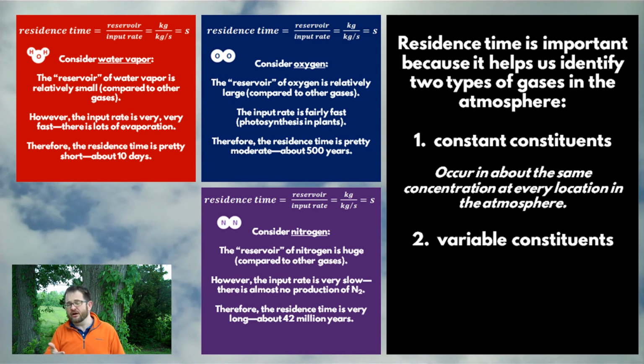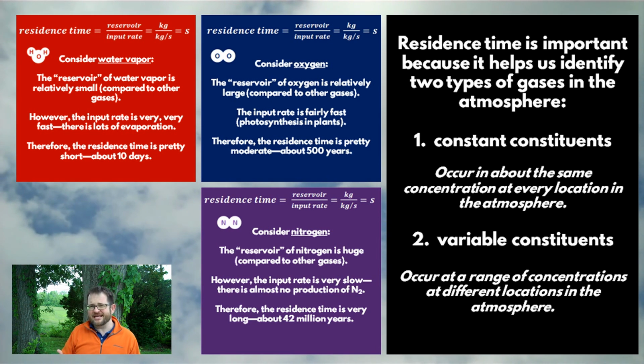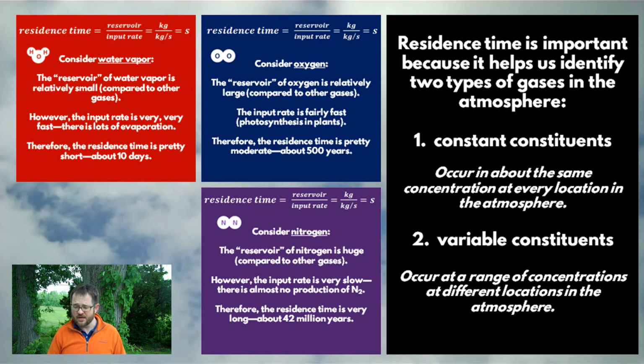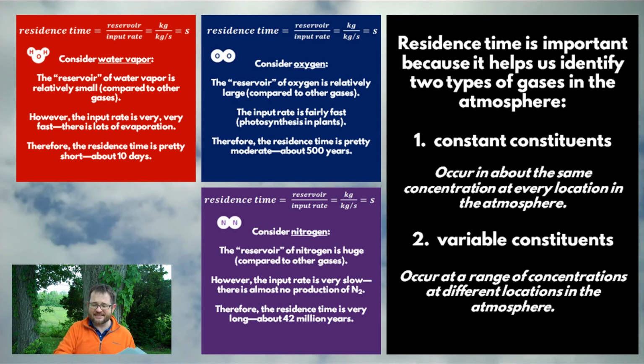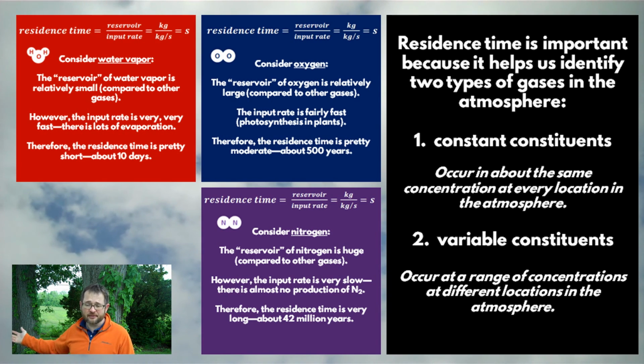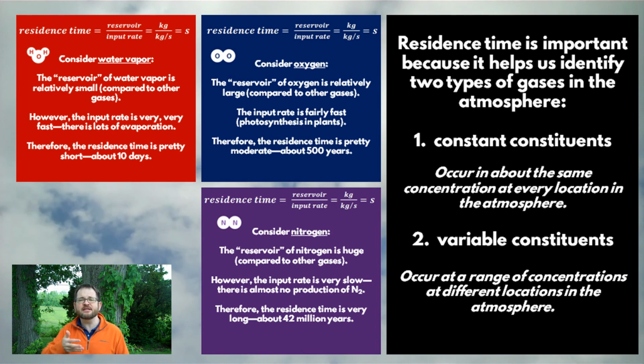In contrast, we're going to have the variable constituents. These are going to be gases that have relatively short periods of time that they last in the Earth's atmosphere. There'll be more of those gases near their source. There'll be less of those gases near their sink, because they haven't had time to be evenly mixed.